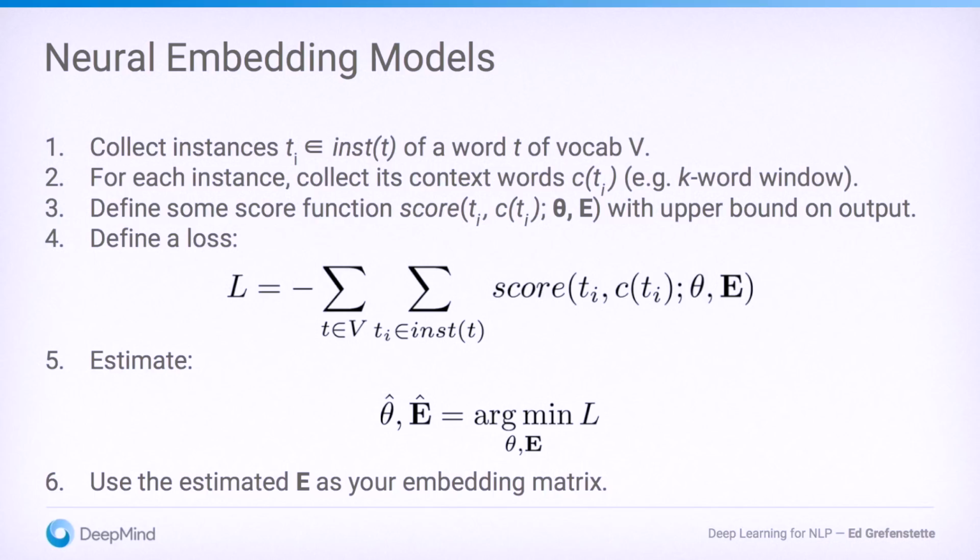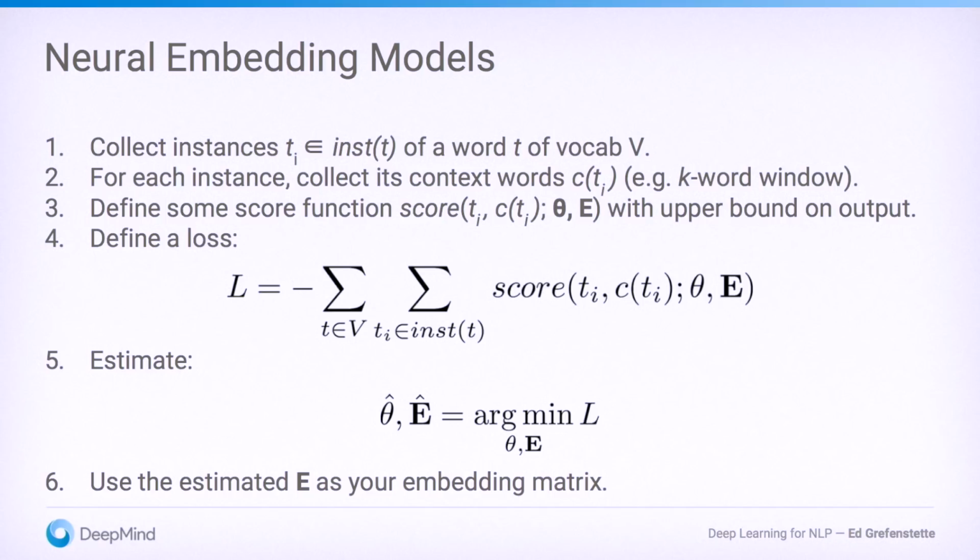We're going to estimate then, usually through a gradient descent-based method, the optimal parameters of whatever the scoring function is, which we might not reuse. We might just be training that for the purpose of training our embedding matrix, and the embedding matrix itself. And we're going to use that estimated E as our embedding matrix.